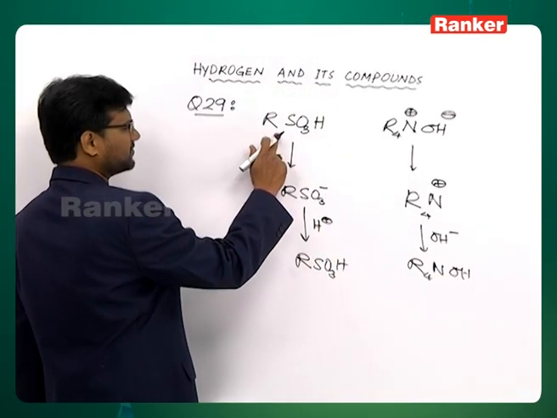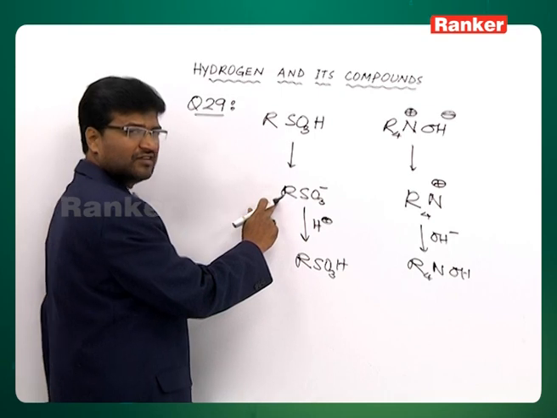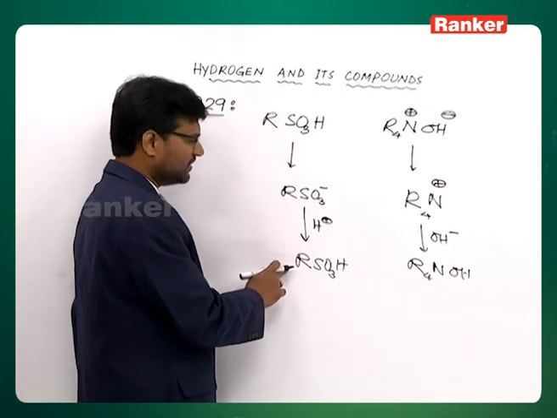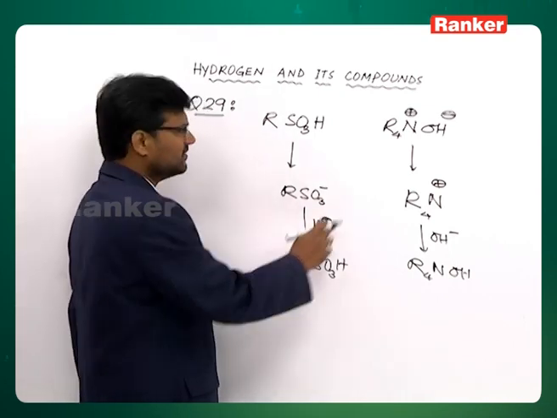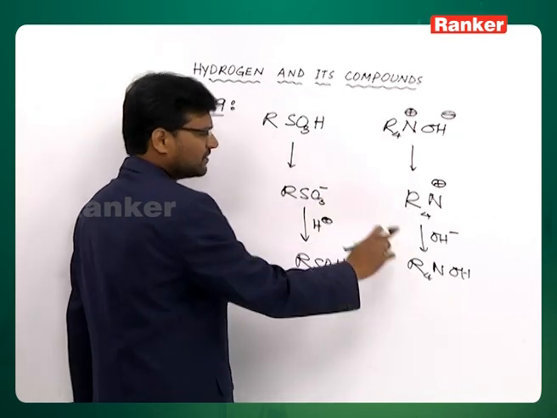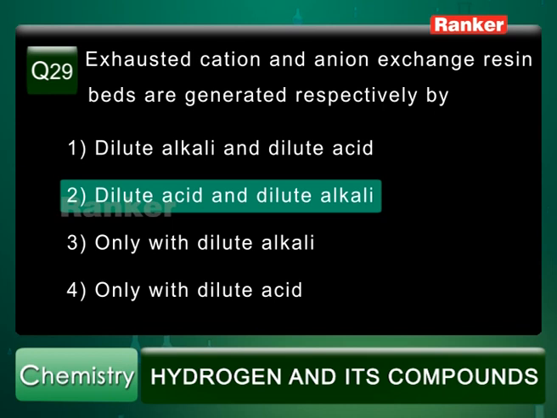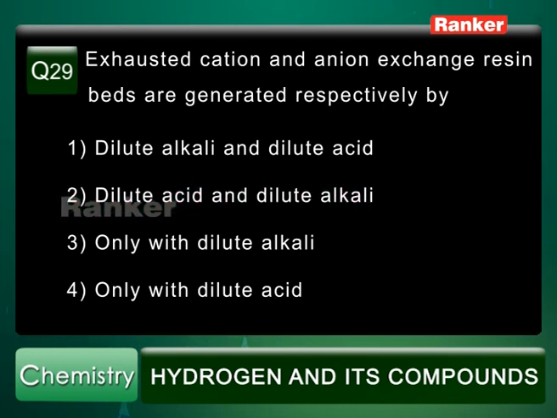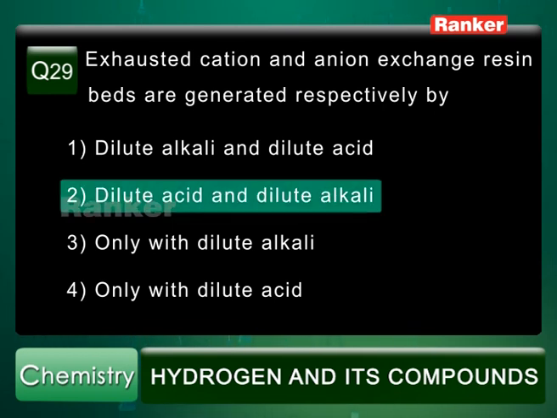This is cation exchange resin. This is exhausted cation exchange resin. This is regenerated resin. This is anion exchange resin, exhausted one, regenerated one. So the correct answer therefore is second option, dilute acid for cation exchange resin and dilute alkali for anion exchange resin.